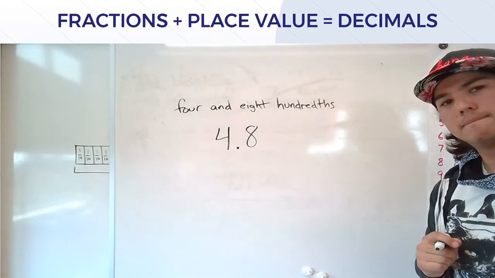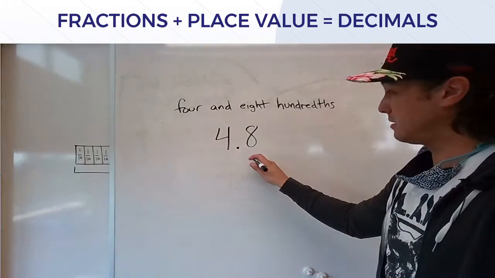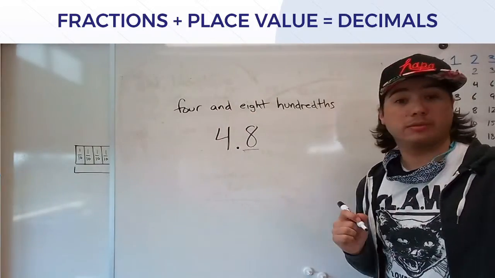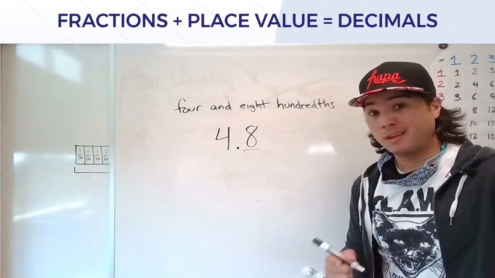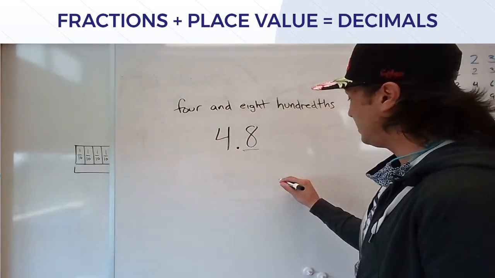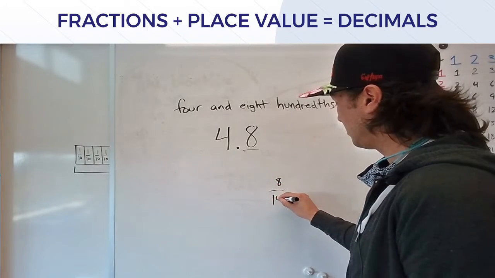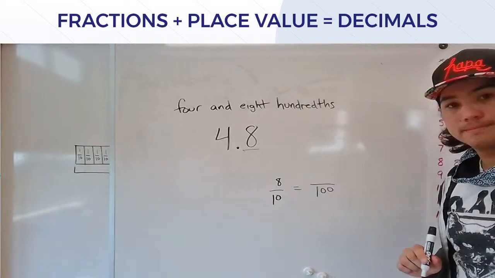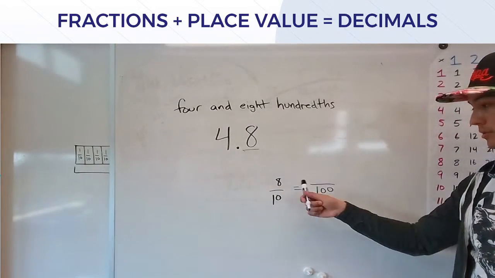What's wrong here? What place is this? Is this the hundredths? No, it's the tenths. You have accurately written 4 and 8/10. The problem with that is, what does 8/10 equal in hundredths? 10 times 10 is 100, so 8 times 10.